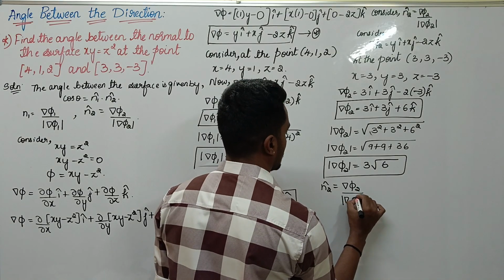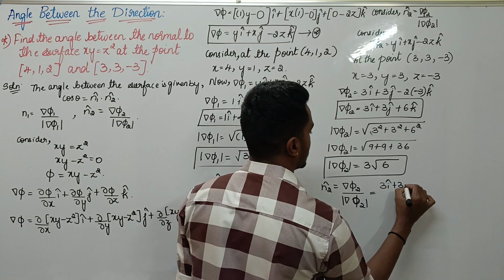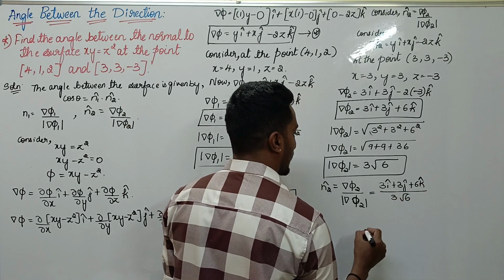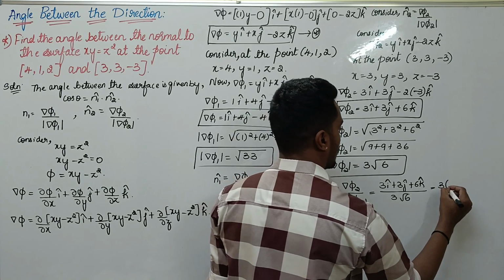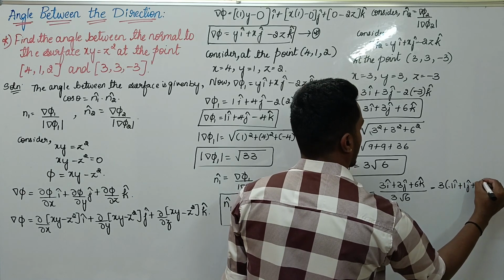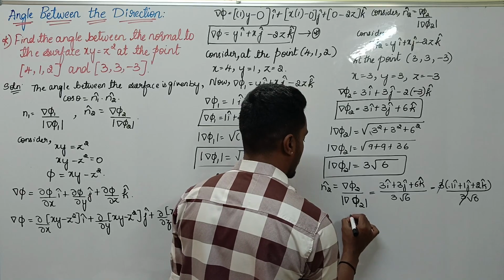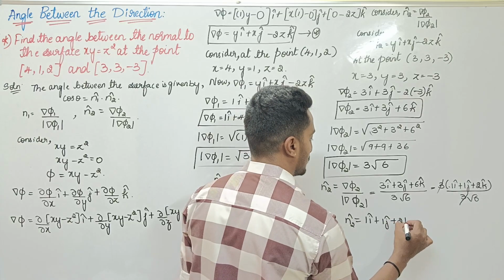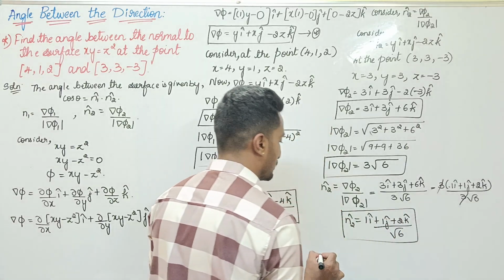The second unit normal vector n2 cap is gradient phi2 divided by modulus of gradient phi2, where gradient phi2 is 3 i cap plus 3 j cap plus 6 k cap, divided by 3 root 6. Taking 3 common, it is 3 into (1 i cap plus 1 j cap plus 2 k cap) divided by 3 root 6. The 3s get cancelled, so n2 cap is equal to (1 i cap plus 1 j cap plus 2 k cap) divided by root 6. This is our n2 cap.